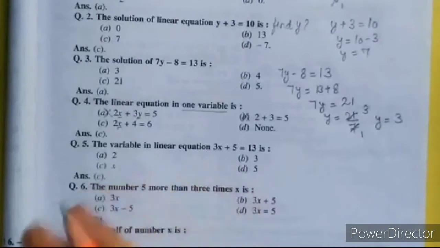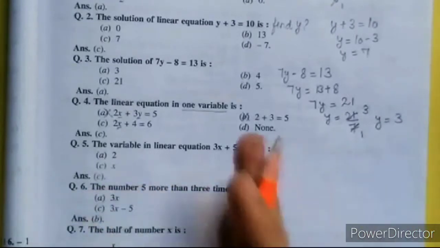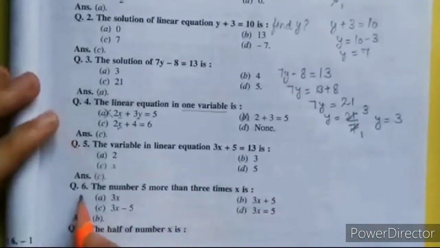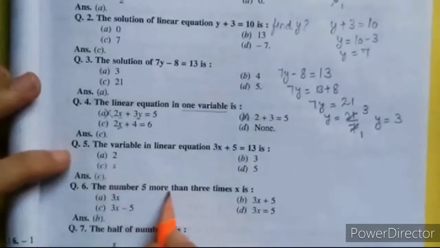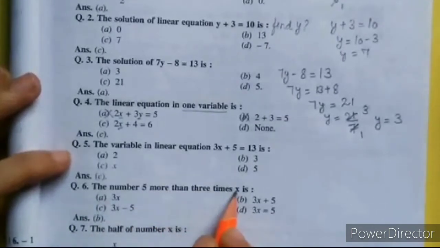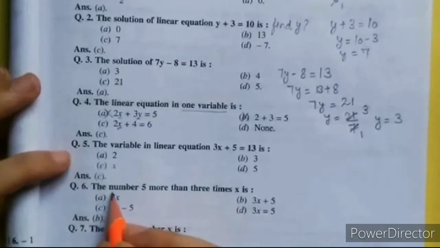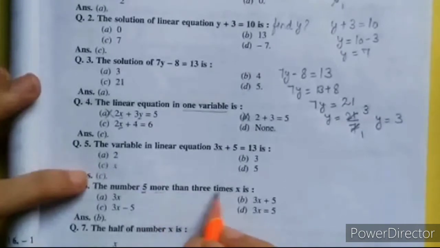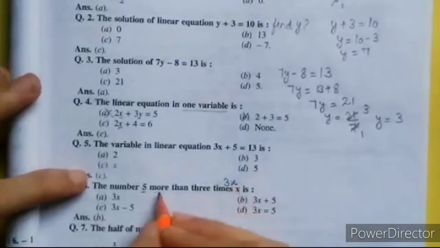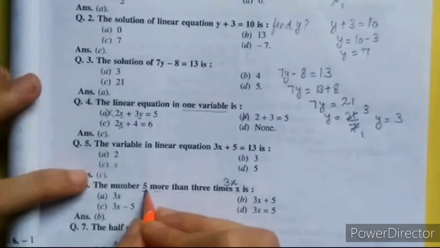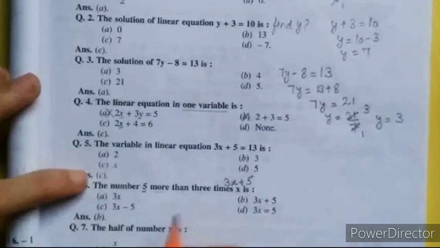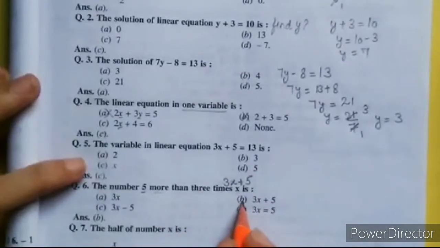Every time you will not get the question, find the solution of the equation. Sometimes you will get the questions in this way: how many variables are there, what is the variable, like that. We'll move to the sixth question. The number 5 more than 3 times x is. 3 times x can be written as 3x. More than 5 means plus 5. 3x plus 5. Option B is the correct answer.